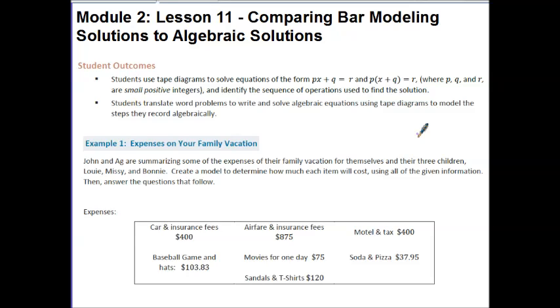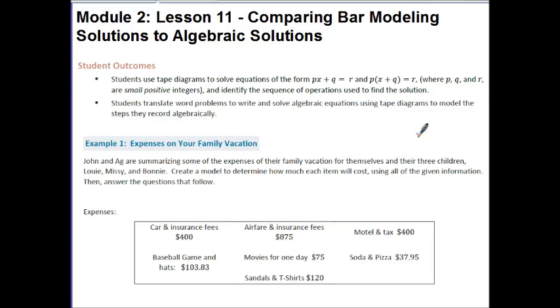So all of the questions that we're going to be doing will all revolve around this scenario. John and Ag are summarizing some of the expenses of their family vacation for themselves and their 3 children, Louise, Missy, and Bonnie. Create a model to determine how much each item will cost using all of the given information, then answer the questions that follow.